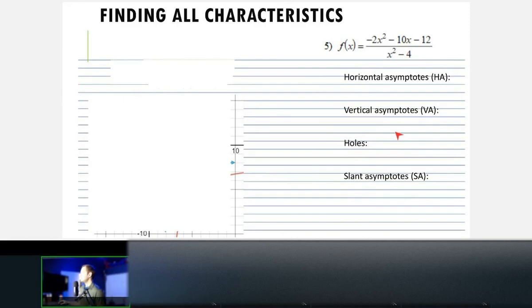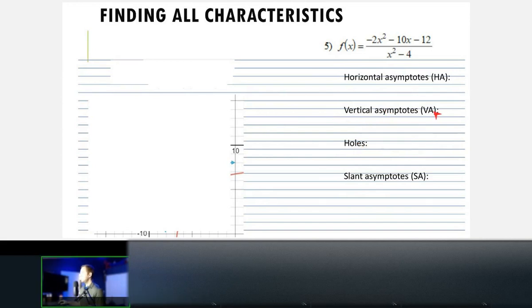All right. So holes are pretty simple. We'll come back to HA. Well, we'll do VA and holes together today, and here's the reason why. In your notes, you might want to put a bracket around VA and holes, because VA and holes are sort of related, and we're gonna see why.